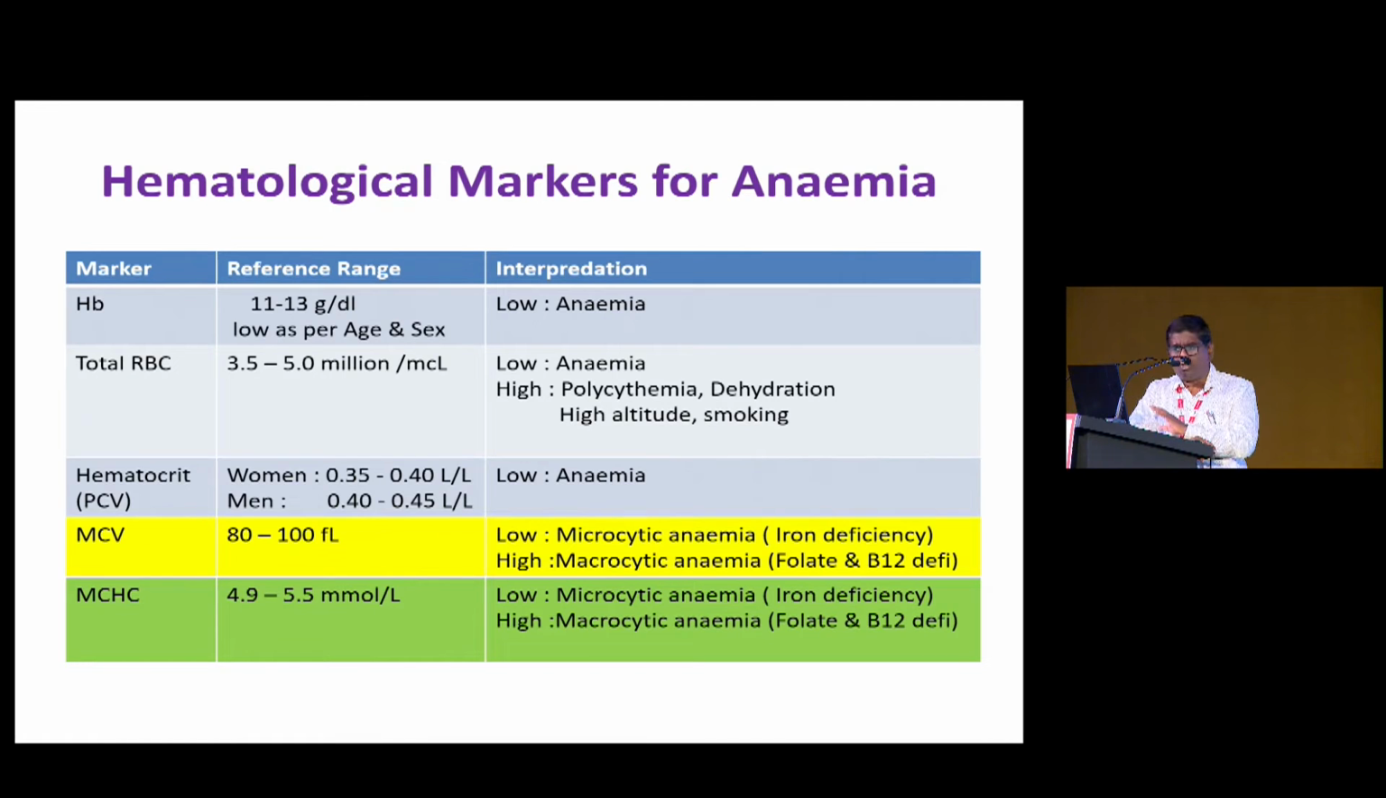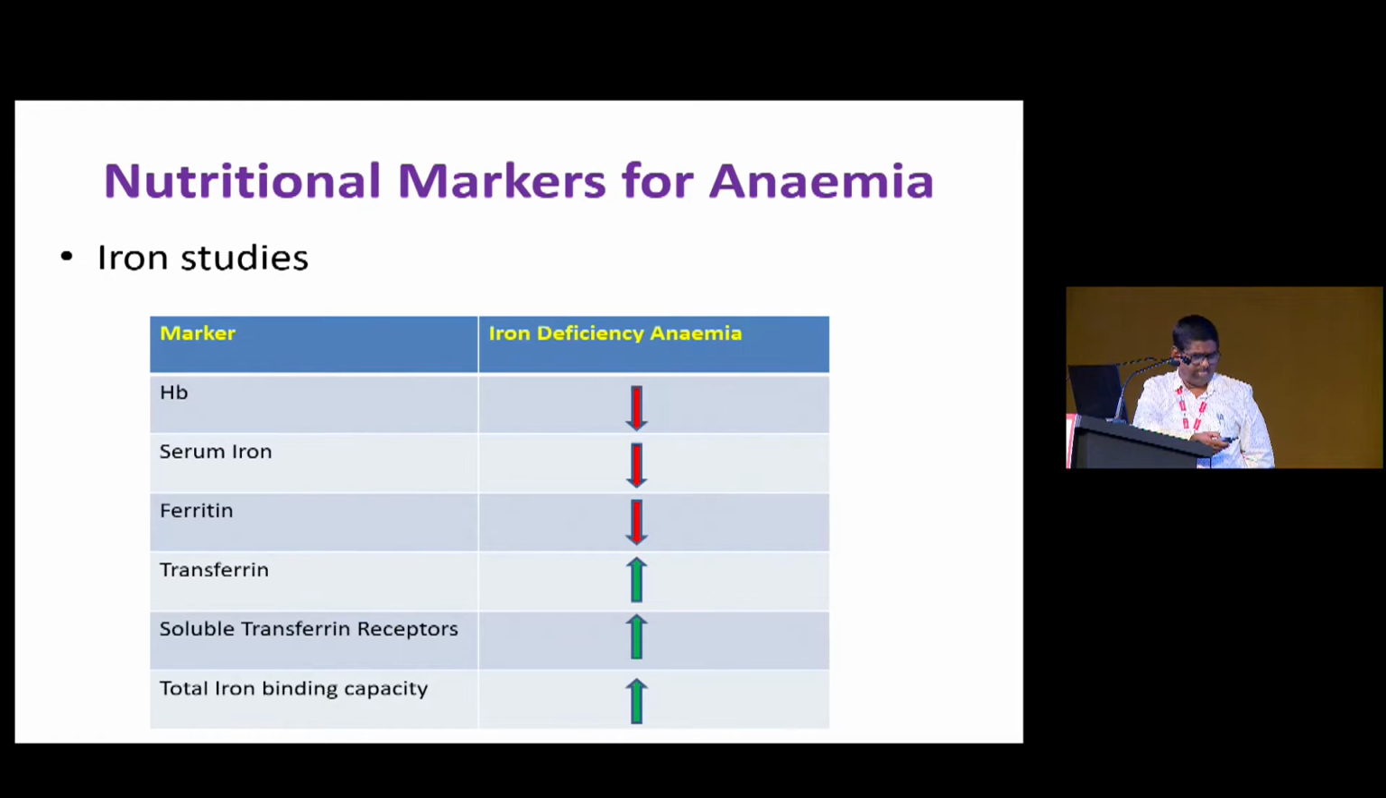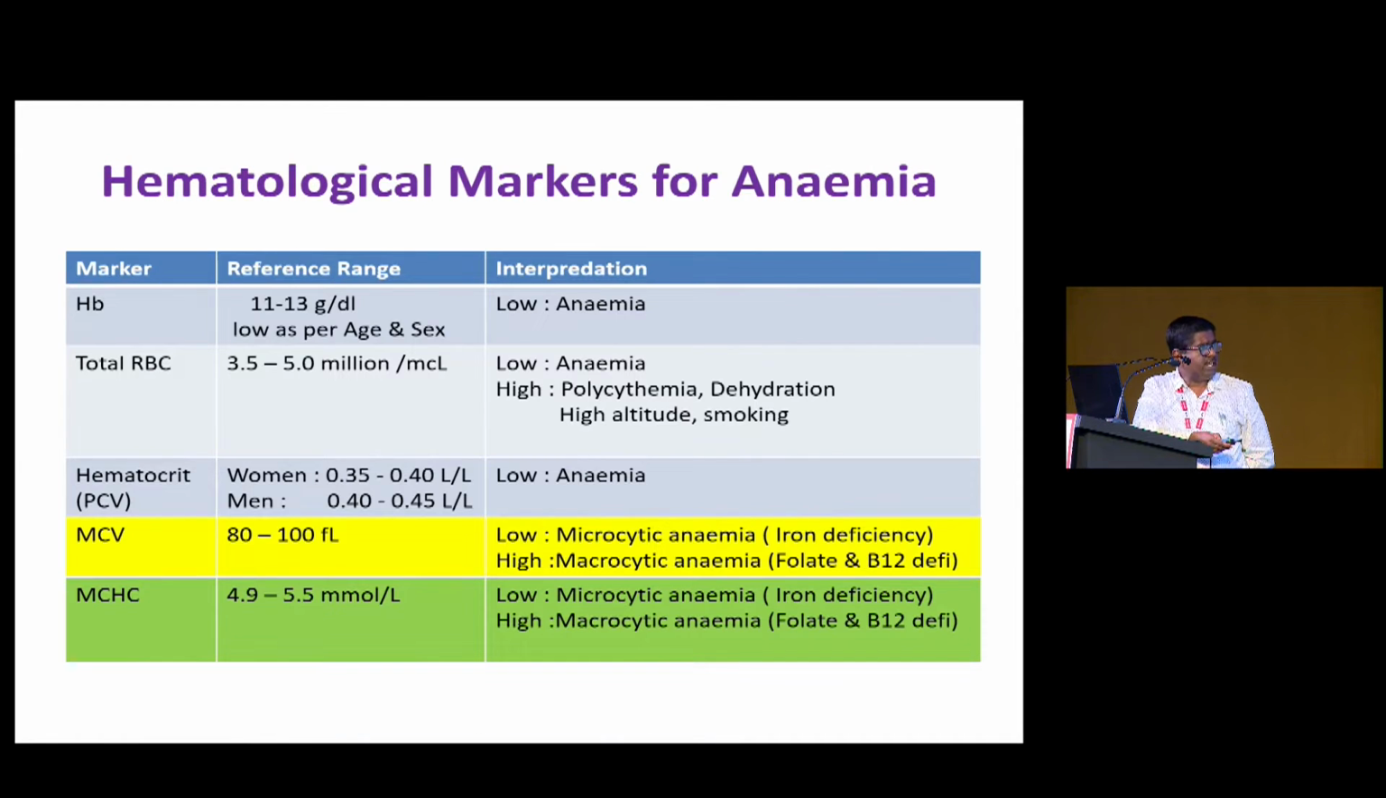There are so many hematological markers. We can stick with the basics: start from hemoglobin, and go for RBC, PCV, MCV, MCH. If the hemoglobin level is low, it is anemia, and if PCV as well as MCH is low, there is a microcytic anemia, where there is a nutritional cause.